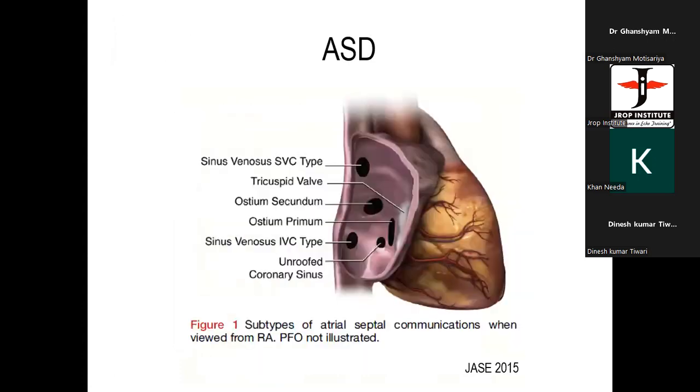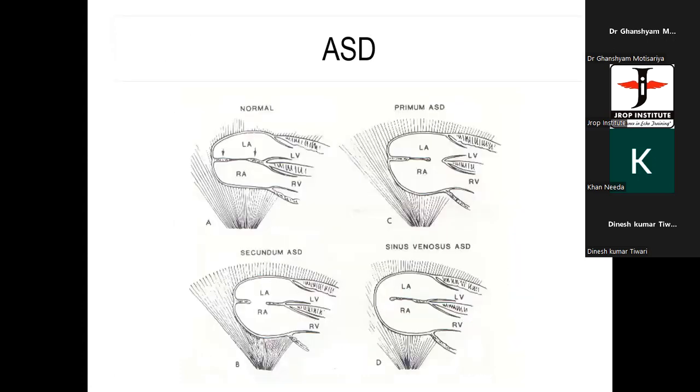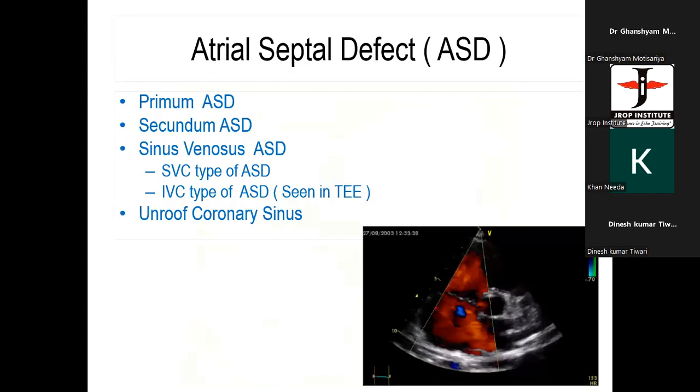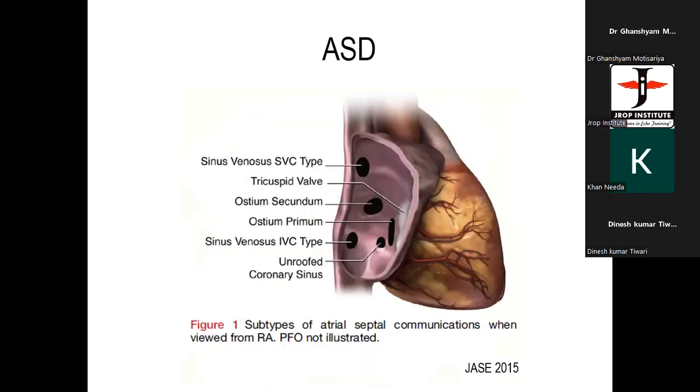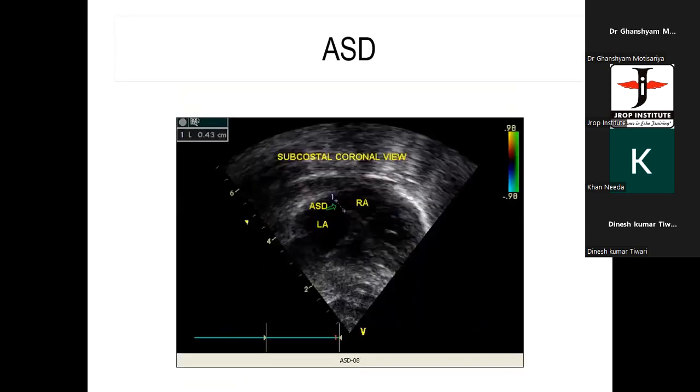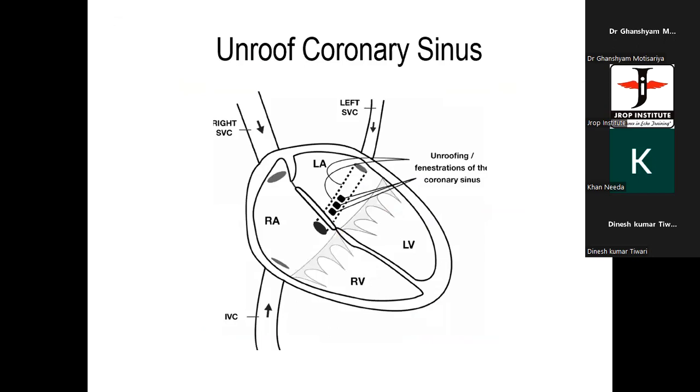Next question comes: what is a variety when we call them unroofed coronary sinus? This is almost always associated with a persistent left SVC when it drains into a variety. Normally this SVC joins the right SVC to form a single SVC and drains into the right atrium. However, this connection is lost. It directly drains into the right atrium, and when it drains to the right atrium, there is an unroofing of this particular SVC.